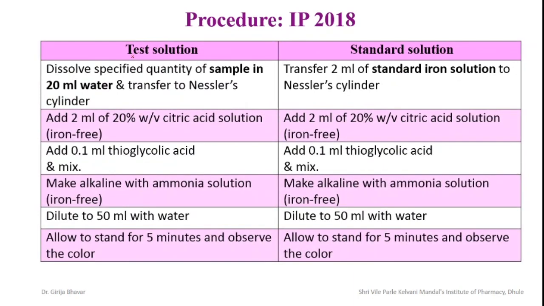So take 2 Nessler cylinders and label them as test solution and standard solution. In the Nessler cylinder labeled as test solution, dissolve the specified quantity of sample in 20 ml of water. And in the second Nessler cylinder labeled as standard solution, transfer 2 ml of standard iron solution. Now in both the test and standard solutions, add 2 ml of 20% citric acid solution. Then add 0.1 ml thioglycolic acid to both the Nessler cylinders and mix them.